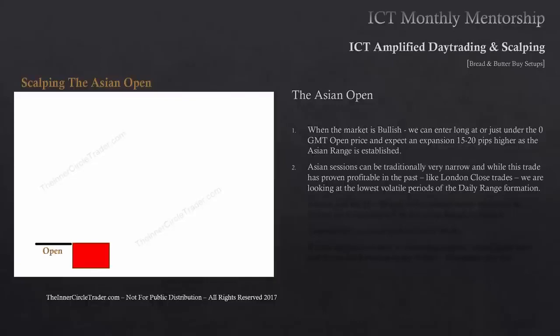So like London close trades, we are looking at the lowest volatile periods of the daily range formation. While I'm talking about it here for completeness' sake, so that I'm teaching you a well-versed perspective on how daily ranges are formed and how IPTA engineers the daily ranges using time of day and the characteristics that go along with them, Asia's opening and London close are the two smallest, tiny little windows of opportunity. And it doesn't pay out enough, in my opinion, to take on the risk.